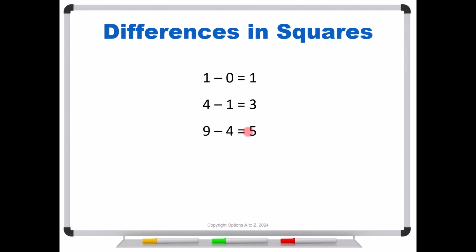Next number in line would be 4. 4 squared would be 16. We subtract off the previous square of 9, we get 7. We do it again for 5. 5 squared is 25. We subtract off the previous square of 16, we get 9. And look what we have. We have the odd numbers. And so the difference of 2 squares is going to leave an odd number.